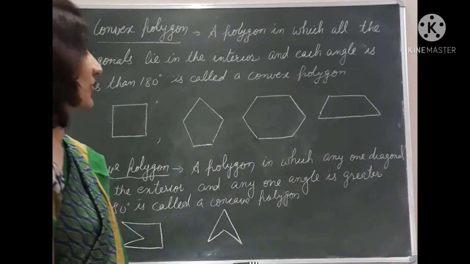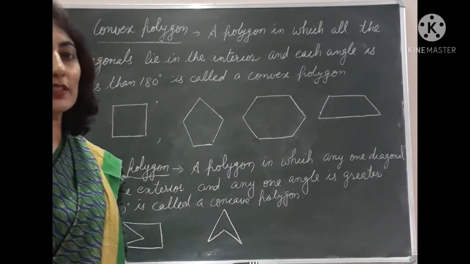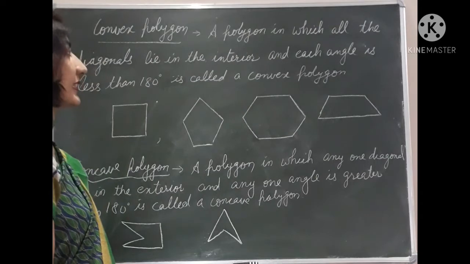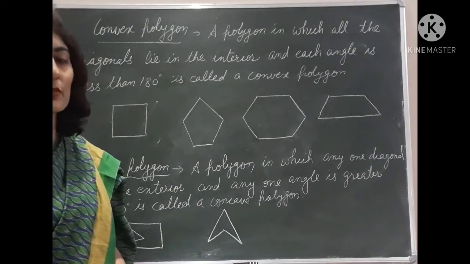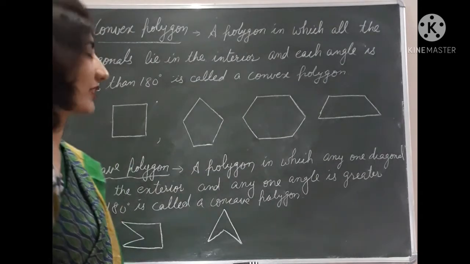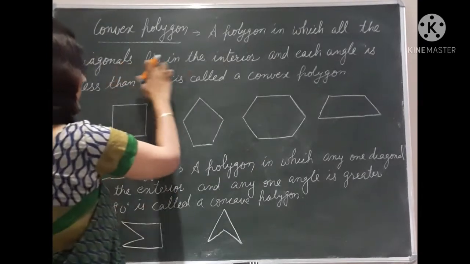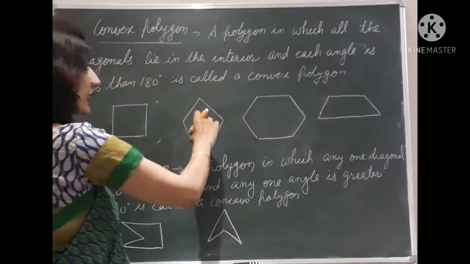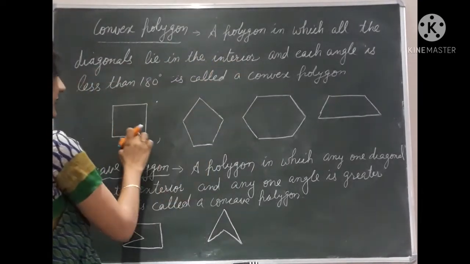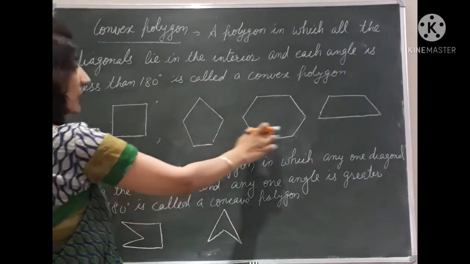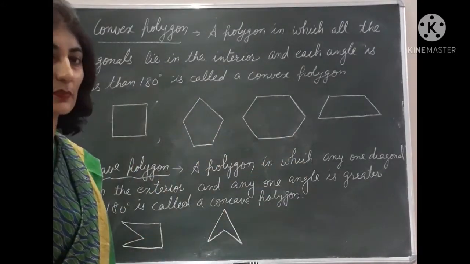Next is convex polygon. A polygon in which all the diagonals lie in the interior and each angle is less than 180 degrees is called a convex polygon. See, all the diagonals lie only in the interior and each angle is less than 180 degrees. I have drawn a few polygons. You can see these are convex polygons.